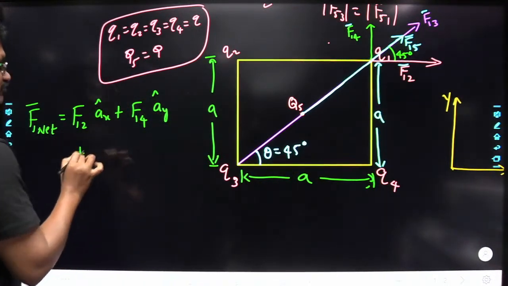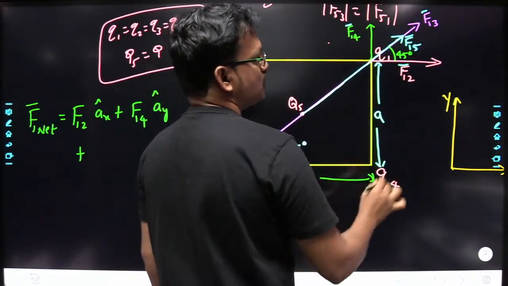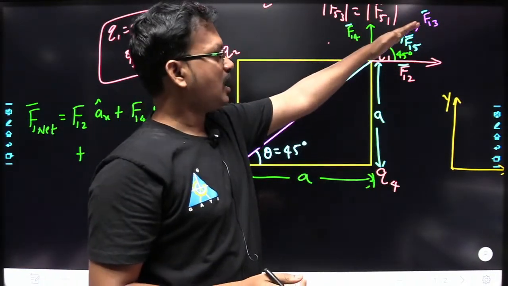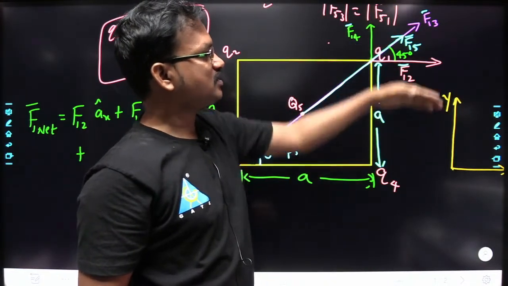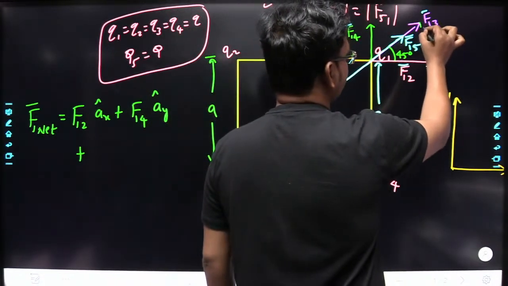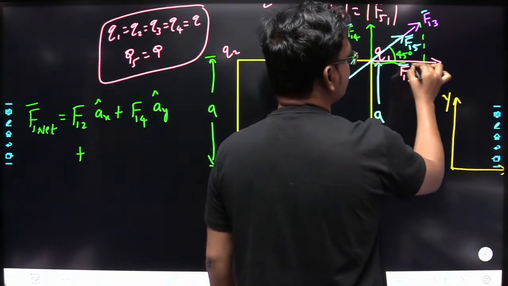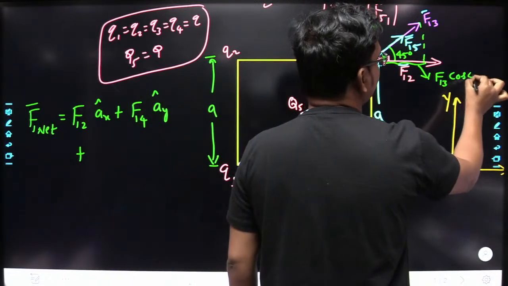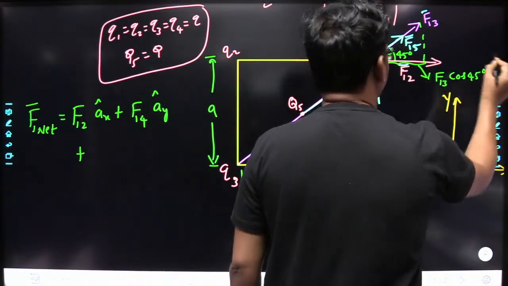Plus F13 here. F13 is neither along x nor along y. So you can resolve F13 into two components. One is along x direction, another one is along what? Y direction. So what is its component along x direction here? That is nothing but what? F13 cos 45. Yes or no? So if you draw the normal onto x direction, the distance from here to here is nothing but F13 cos 45 degrees. It is pointing in positive x direction.